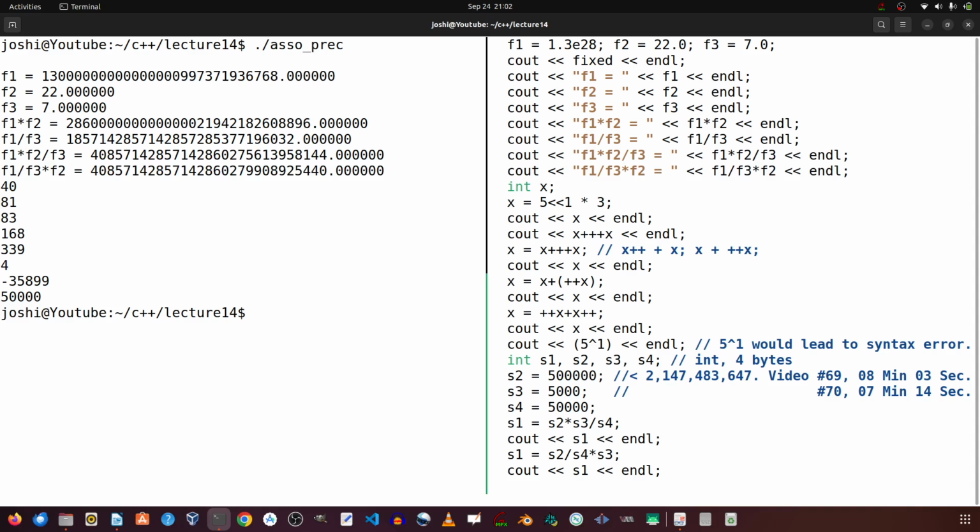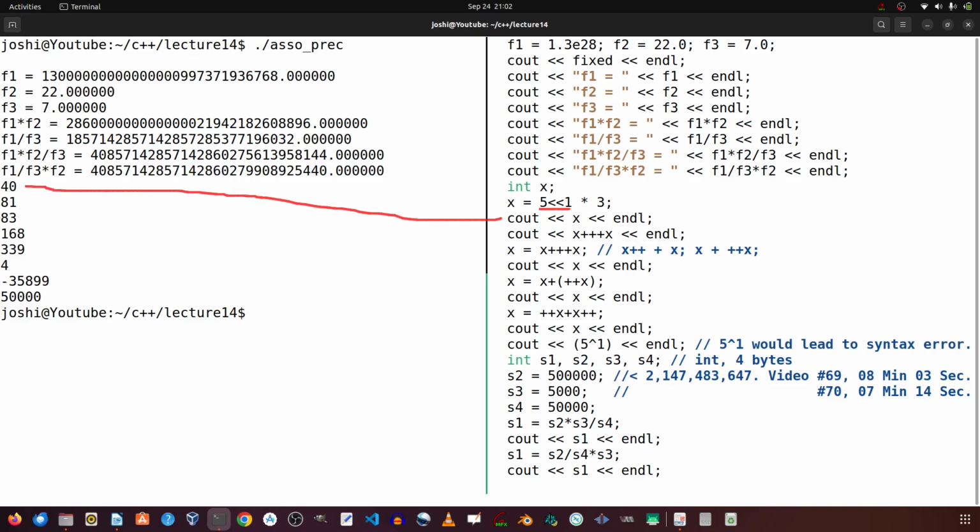Now you see here, in case of int x, I have written intentionally 1 nearer to 5 as compared to the space between 1 and star. So now what do we think? 5 should be shifted towards left once, so it becomes 10. 10 multiplied by 3, 30. It should result in a value 30, but it is here 40.